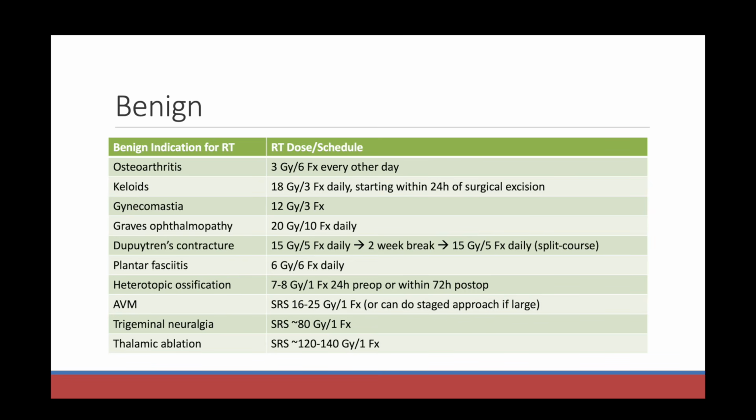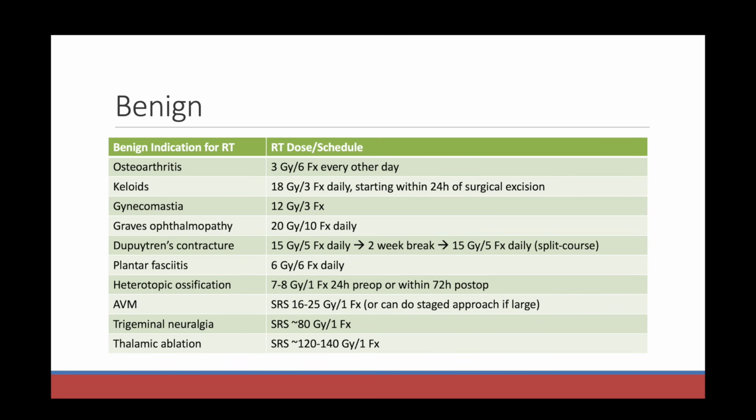Dupuytren's contracture, you can do 30 gray in 10 fractions, but with a 2-week break, so it's a split course. So you do 1 week of 5 fractions, then you give a 2-week break, and then you do another week of radiation for a total of 30 gray. Plantar fasciitis, 6 gray in 6 fractions daily.